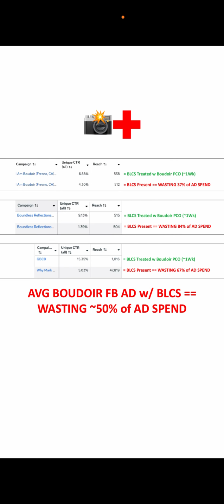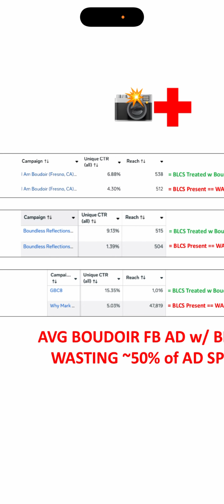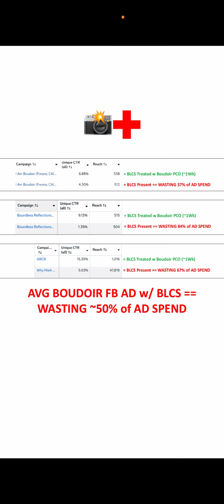So in my residency, I went out and found a Boudoir Facebook ad and tested it. Their unique CTR was 4.3%, so under 6%. So Boudoir low click syndrome, yes, BLCS is present. I duplicated it, treated it with Boudoir PICO, which takes about a week, and we got the unique CTR up to 6.88%. So our ad gets into like 7 out of 100 women's brains instead of 4 out of 100 women. And this is a cold audience, same audience settings.